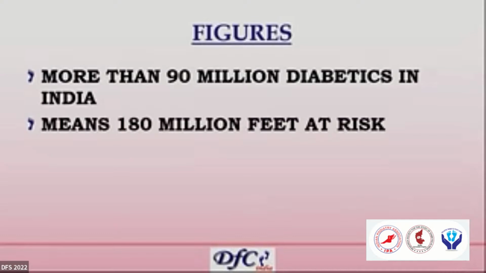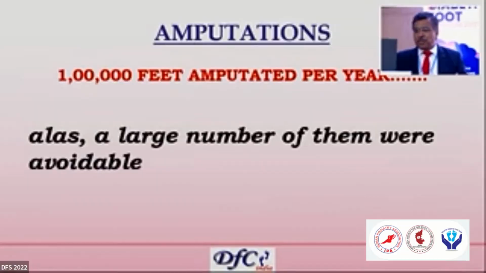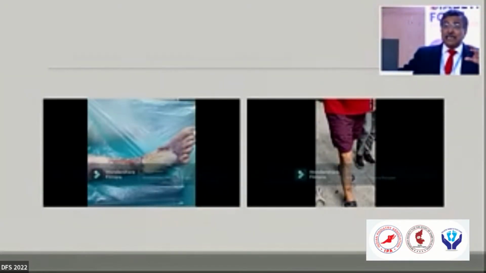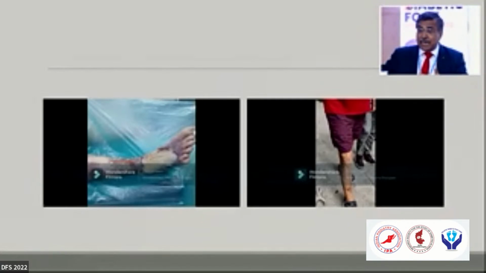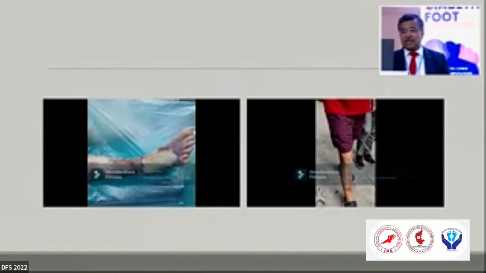So who is going to take care of this diabetic foot burden? More than 1 lakh amputations, a large part of which could be avoided. But at the same time, when we are talking of the theme of IPA, I prevent amputation, there are stark realities. And what are the stark realities?